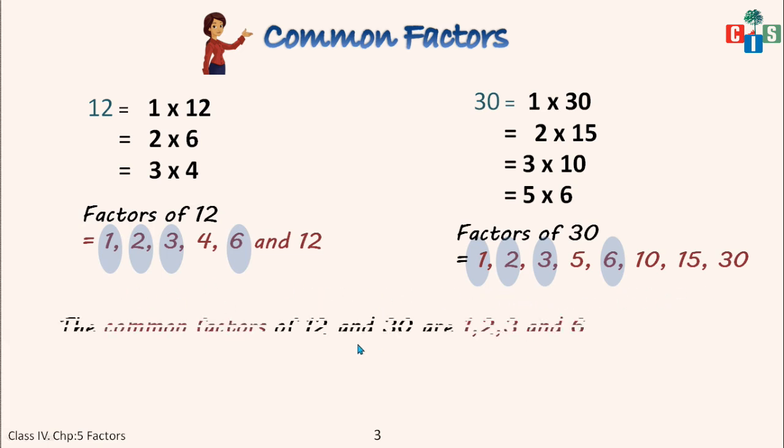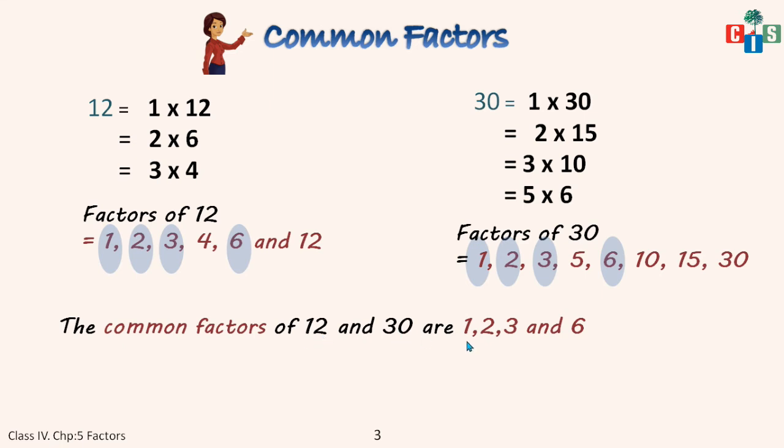So I can write common factor of 12 and 30 are 1, 2, 3 and 6. Fine. See, you have to check. I have checked all the numbers of 12. एक ही नंबर के सारे factors आपको check करने हैं. ये 10, 15, 30 आप नहीं check करोगे तो चलेगा because you are coordinating one number with the other number.